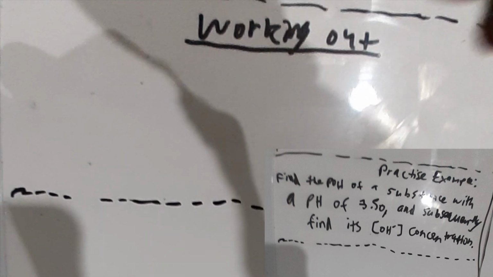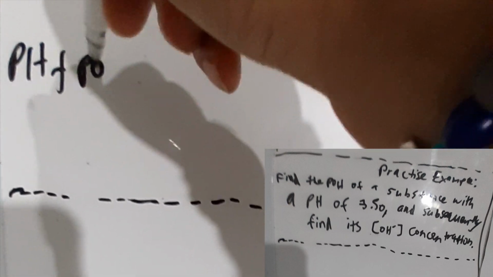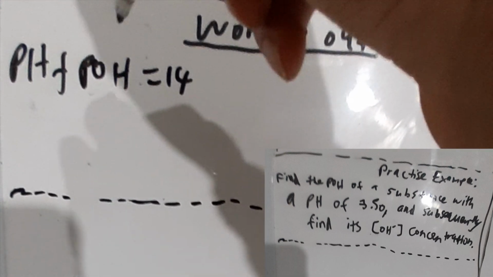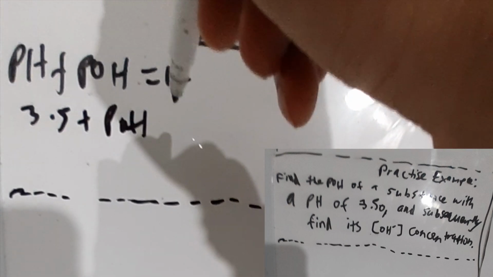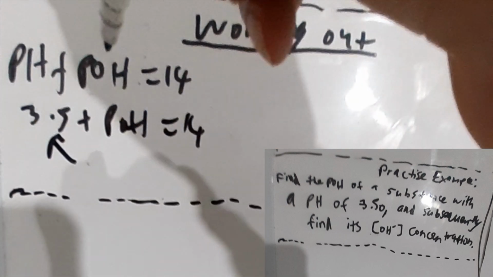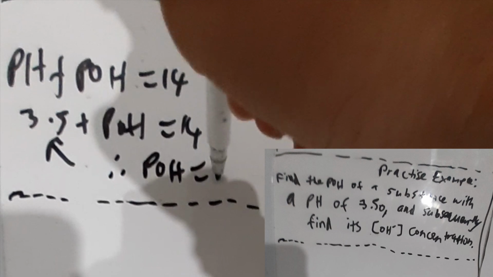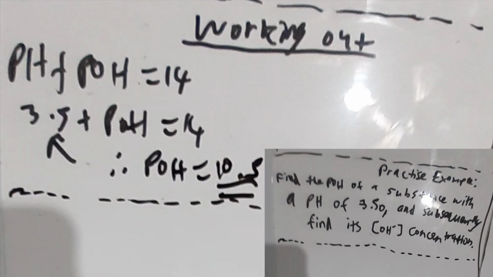First of all, we need to apply the formula pH plus pOH is equal to 14 from before. Now when we sub in, we get 3.5 plus pOH is equal to 14, where we've subbed in a pH of 3.5 from the question. Therefore, when we rearrange for pOH, we get an answer of 10.5 as the pOH level.